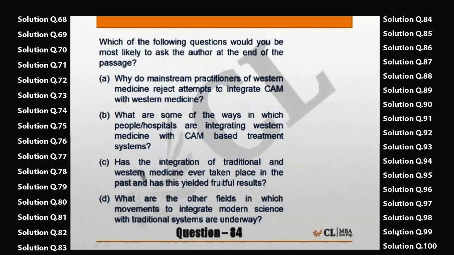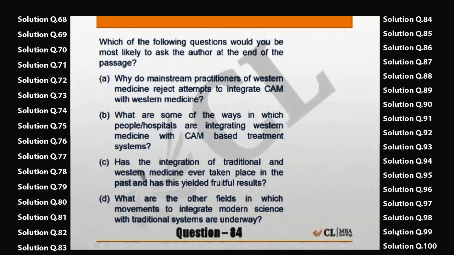This is why the correct answer to question number 84 is option B, which says what are some of the ways in which people or hospitals are integrating Western medicine with CAM-based treatment systems. Don't you think this is exactly what the author would probably mention in the next paragraph, or he would want to answer this question if you were to ask him that? Because in the passage he does mention that there is a need for an integration of Western medicine with CAM, and this is why any question which would be based on such an integration would be the correct answer here in this question. All the other questions are either out of scope or do not deal with the information mentioned or given in the passage.